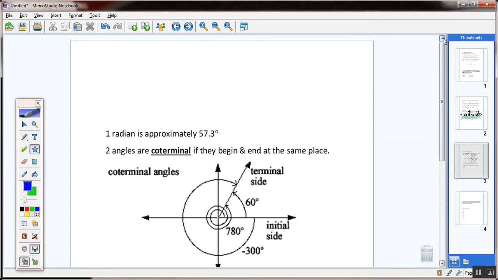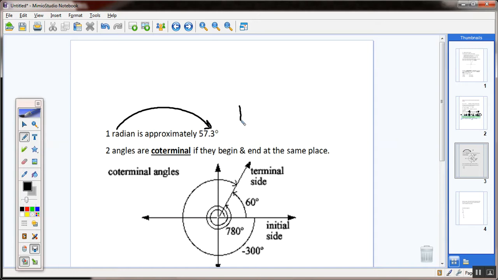In this right here, it says 1 radian is approximately how many degrees? 57.3 degrees. And here's how they come up with this, okay? 1 radian is approximately 57.3 degrees. Let me show you how they come up with this. This would be like turning a radian into degrees, right?